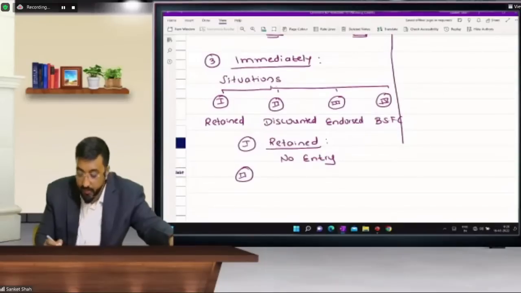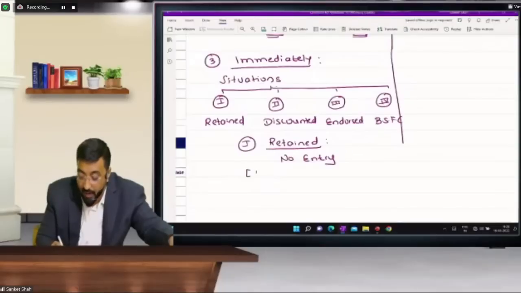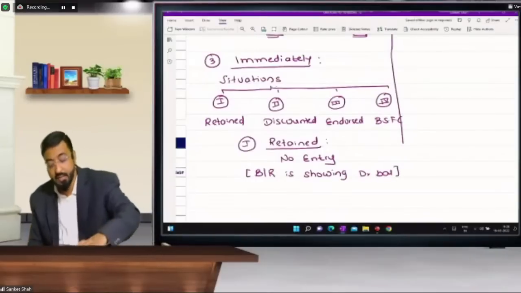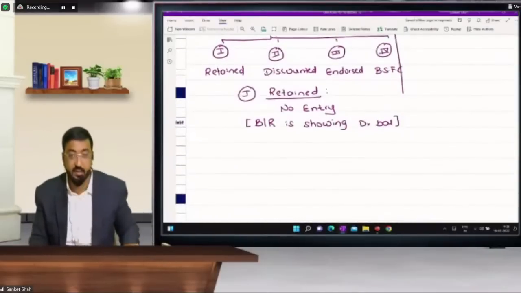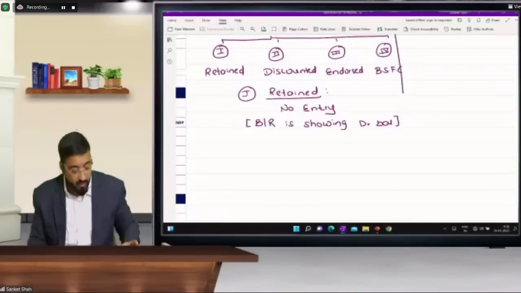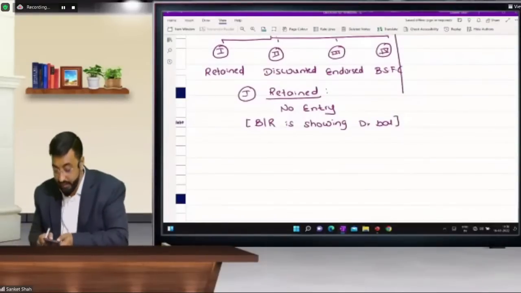Got this concept? So what is the important point that you have to keep in your mind? After the first situation, bills receivable is still showing a debit balance. Bills receivable is showing debit balance in case of retained bill.